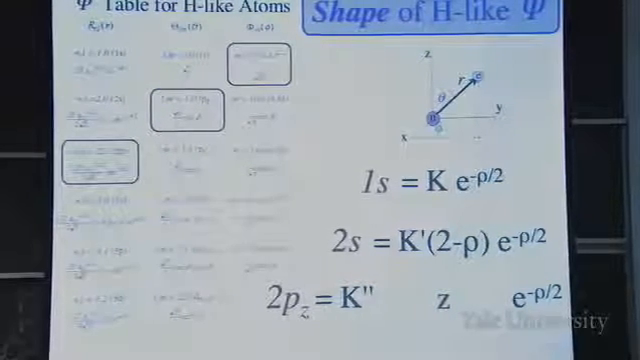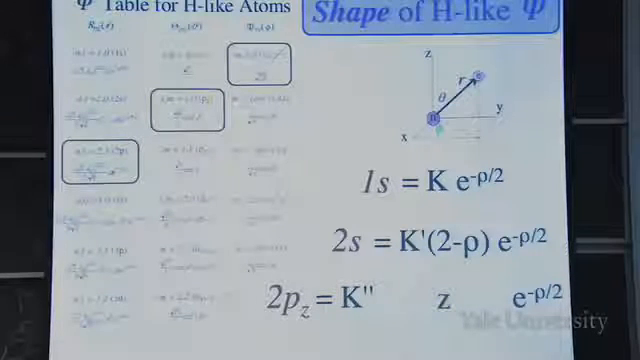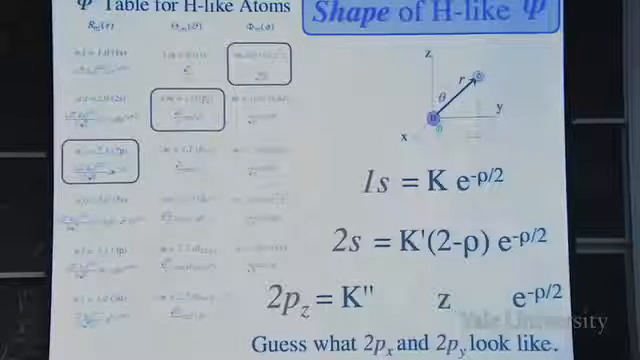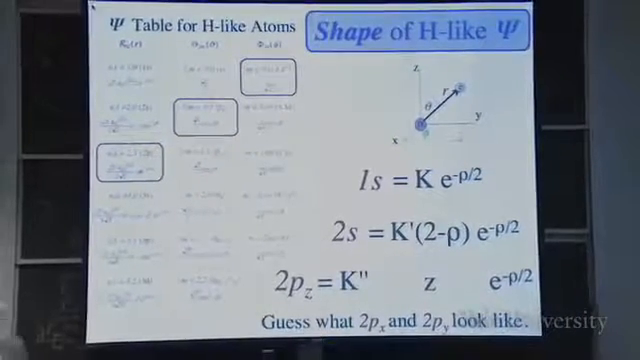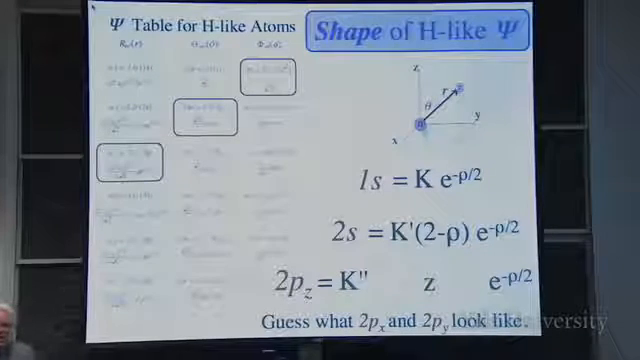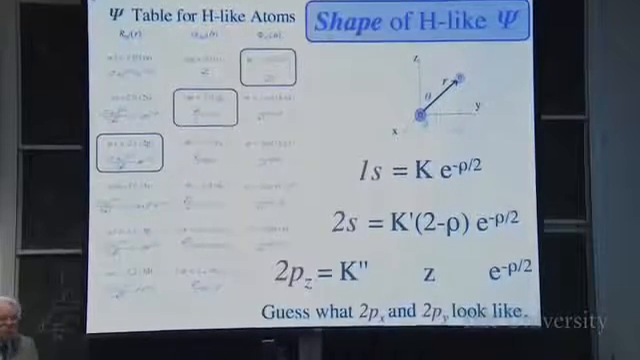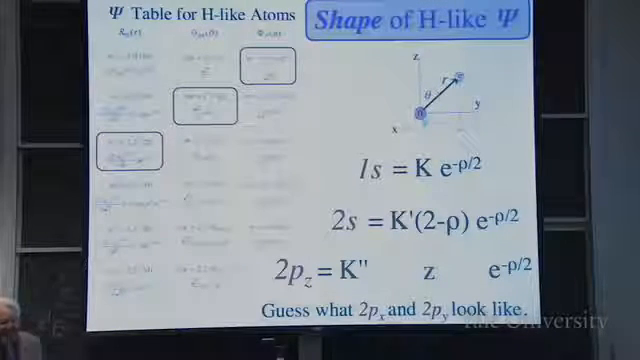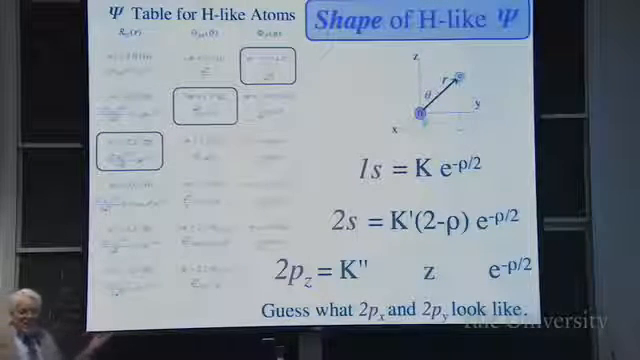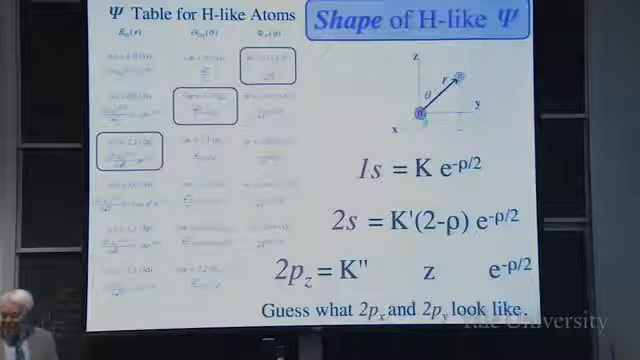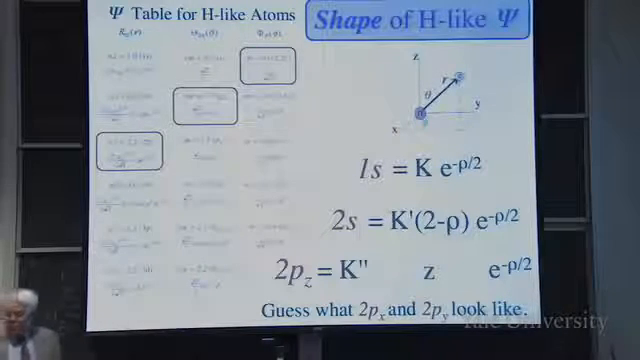That's the 2pz orbital. Now, can you guess what the 2px and the 2py look like? Can somebody guess the 2py? Josh? Replace z with x, you get the 2px orbital. Replace z with y, you get the 2py orbital. Pretty straightforward functions.